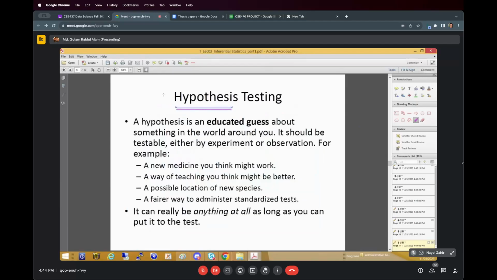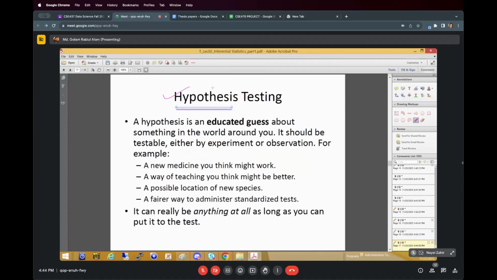Okay, so the next topic is hypothesis testing. So in hypothesis testing, what is hypothesis actually? What does it mean by hypothesis? So the hypothesis we usually call an educated guess. If you guess something, that's your hypothesis. You can guess anything, but that's the hypothesis.